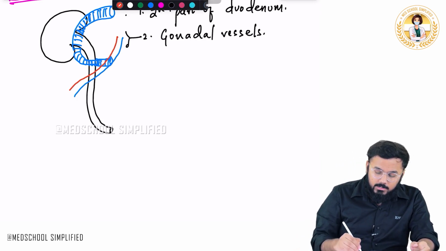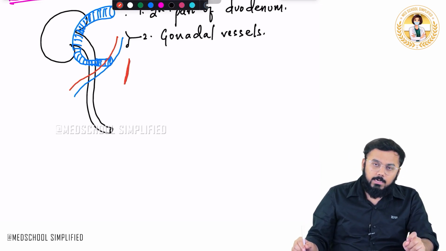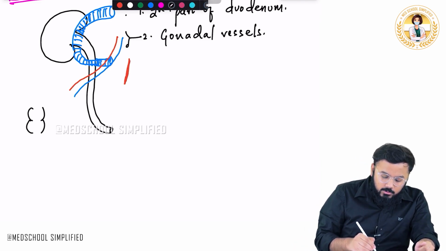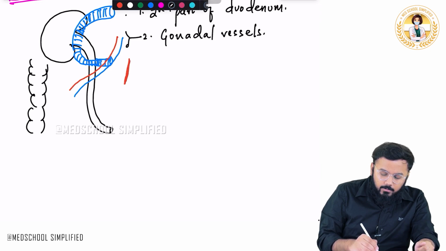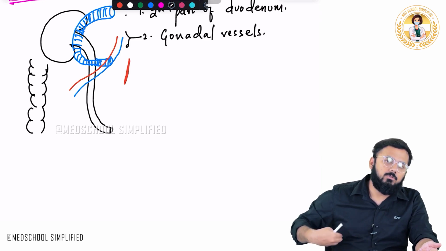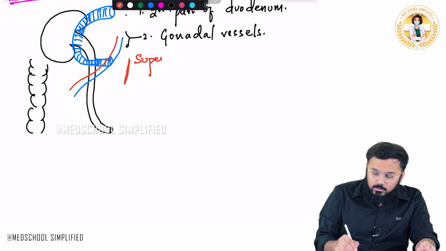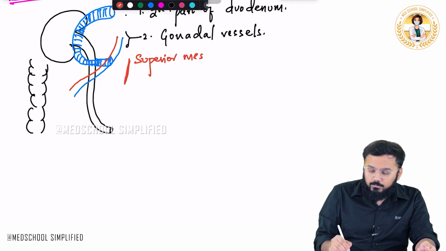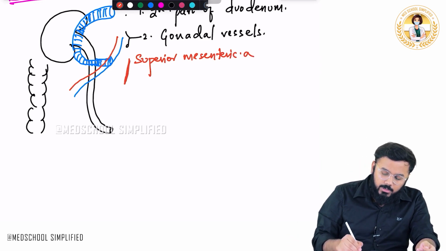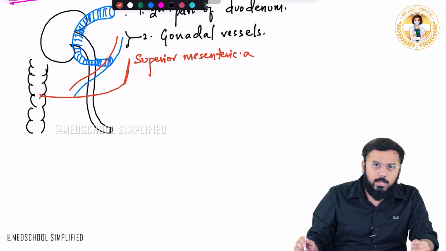Next, the third important thing is that you have an artery called the superior mesenteric artery. This superior mesenteric artery gives out branches. For example, this is the ascending colon. The ascending colon is also called the right part of the colon because it is present on the right side. So this superior mesenteric artery gives a branch to the right side of the colon. That is why this branch is called the right colic artery.